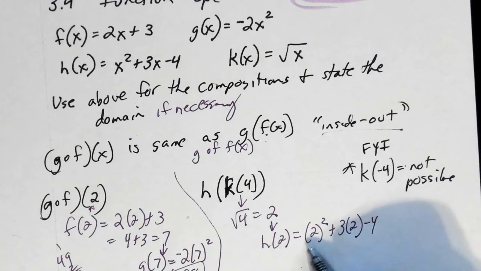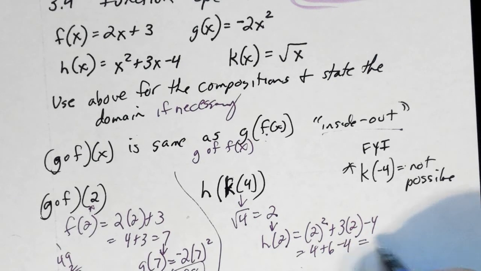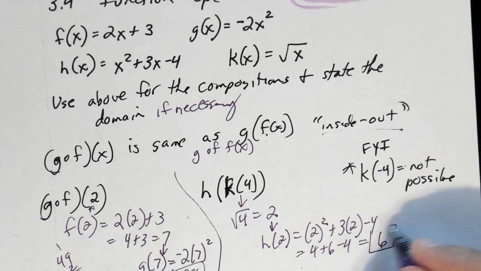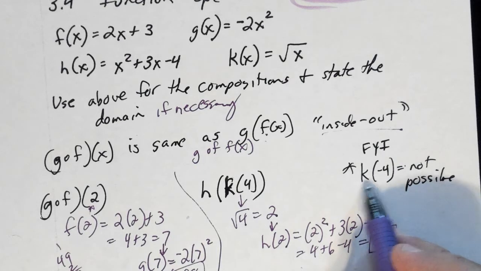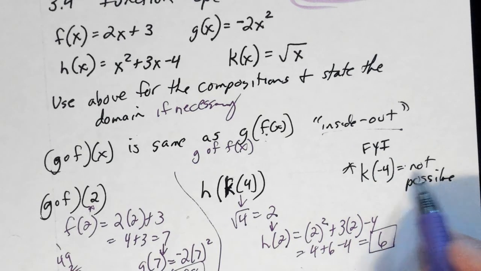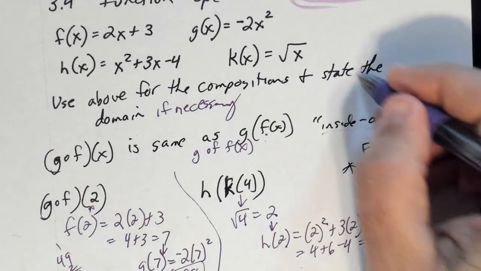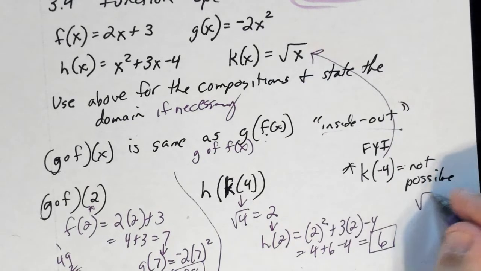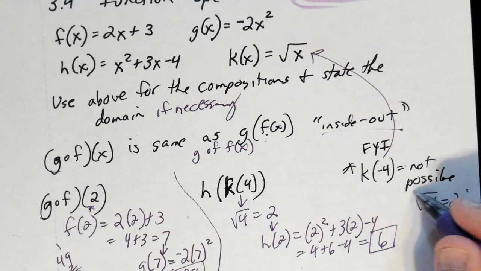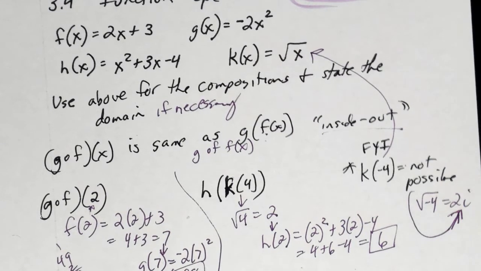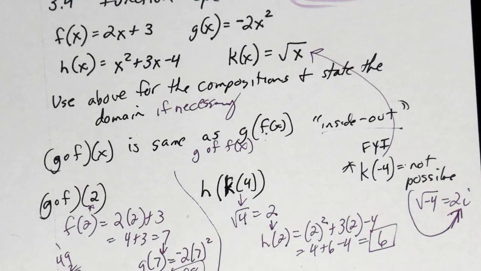Okay, so that's going to be 4 plus 6 minus 4, so 4 plus 6 is 10, minus 4 is 6. So the final answer of that composition is 6. Okay? Now I did put a little thing in here, k of -4 is not possible. Why is it not possible? Because if I put it into the square root, remember square root would have given me 2i. It's not possible whenever you get an i in your final answer.